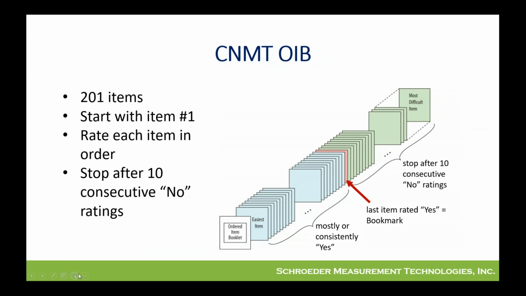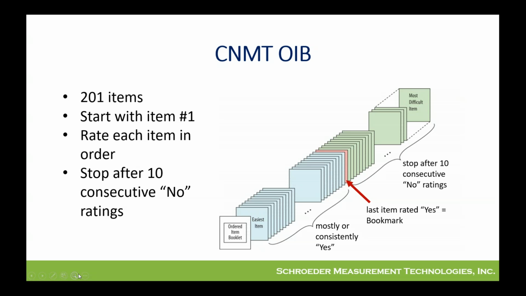The CNMT OIB you will be reviewing has 201 items. Instructions for accessing the OIB will be provided at the end of this presentation. The OIB items are representative of the much larger pool of items from which the exams are created. Remember that the CNMT is an adaptive exam, so there is no single set of items that all the candidates see.